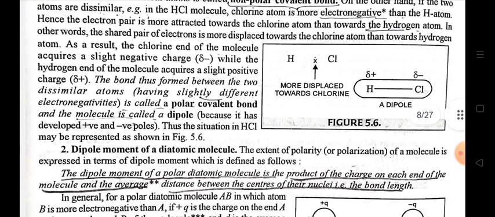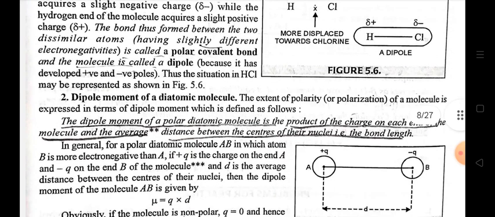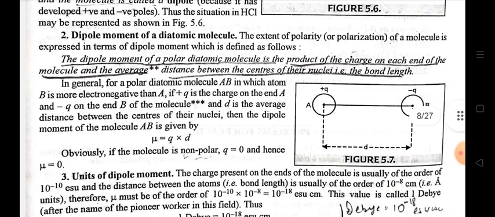Dipole moment of a diatomic molecule. The extent of polarity or polarization of a molecule is expressed in terms of dipole moment, which is defined as follows. The dipole moment of a polar diatomic molecule is the product of the charge on each end of the molecule and the average distance between the centers of their nuclei, that is, the bond length. In general, for a polar diatomic molecule AB in which atom B is more electronegative than A, if +Q is the charge on end A and -Q on end B of the molecule, and d is the average distance between the centers of the two nuclei, then the dipole moment of the molecule AB is given by mu = Q × d.